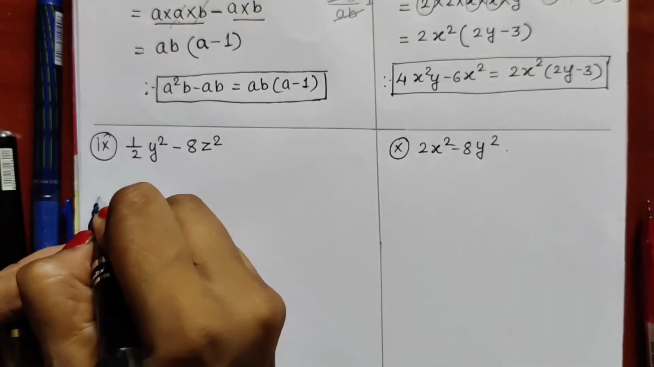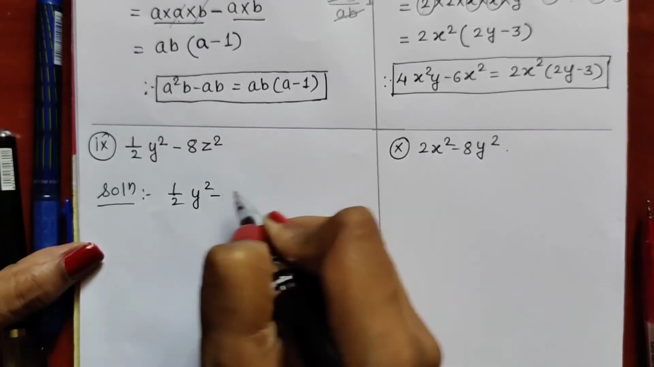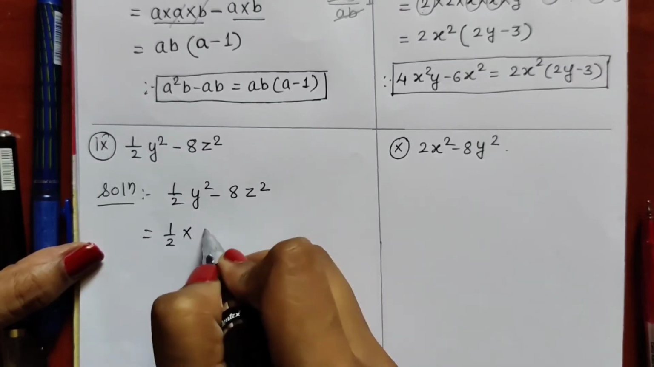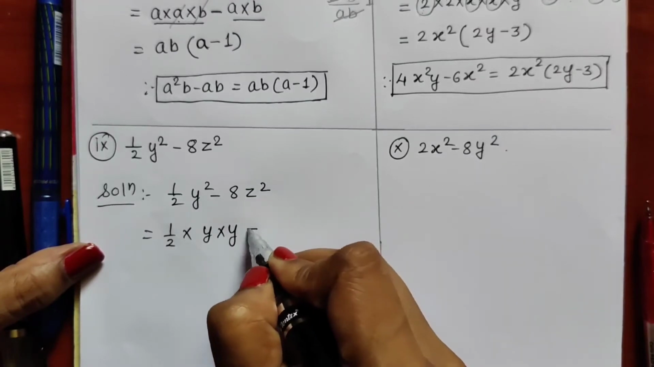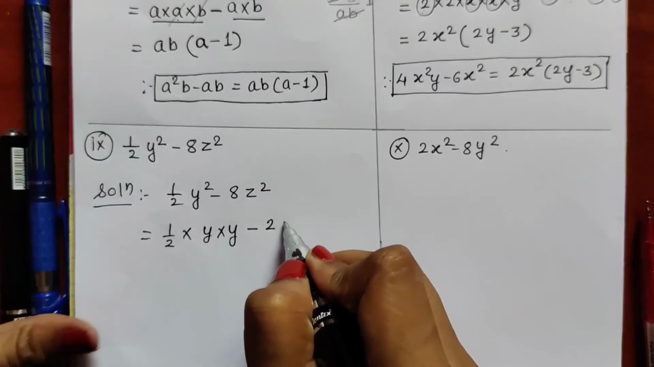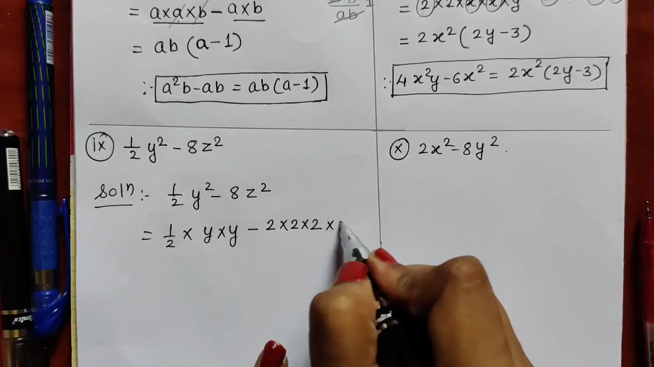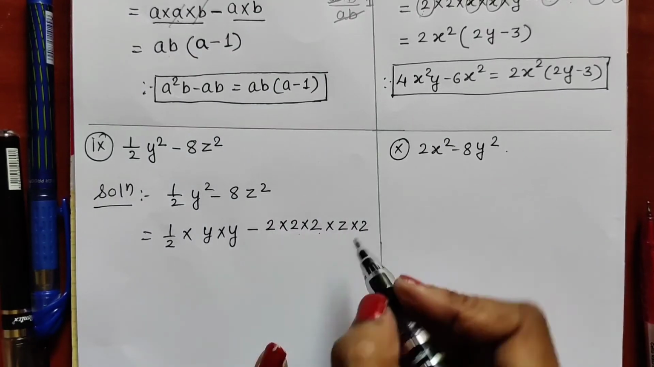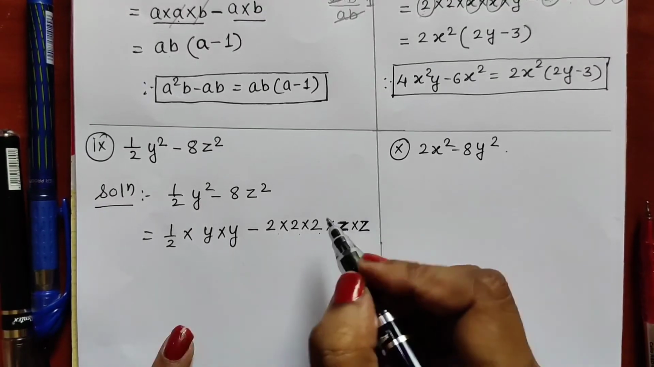Ninth sum. 1 upon 2 y square minus 8z square. So it can be written as 1 upon 2 into y square minus, if I write 2 multiplied by 2 multiplied by 2, and z into z. 8 means 2 2s are 4, 4 2s are 8, and these are the z, and these are 2. So what is common?